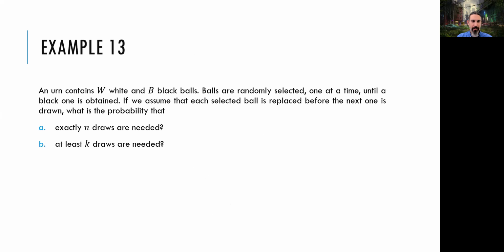Example 13. This is with the geometric random variable, of course. An urn contains W white and B black balls. Balls are randomly selected one at a time until a black one is obtained. Okay, we are picking balls one by one.